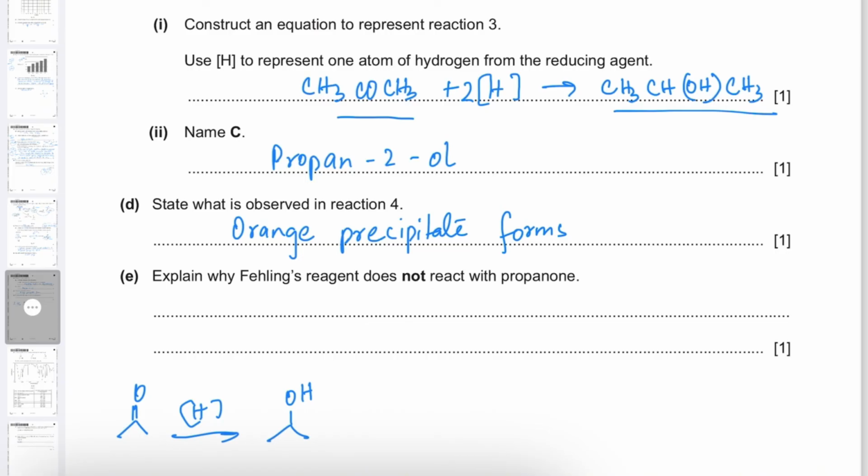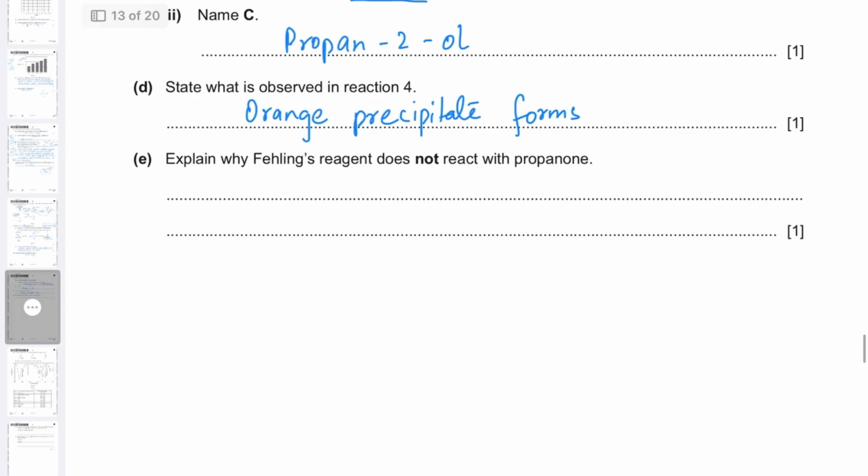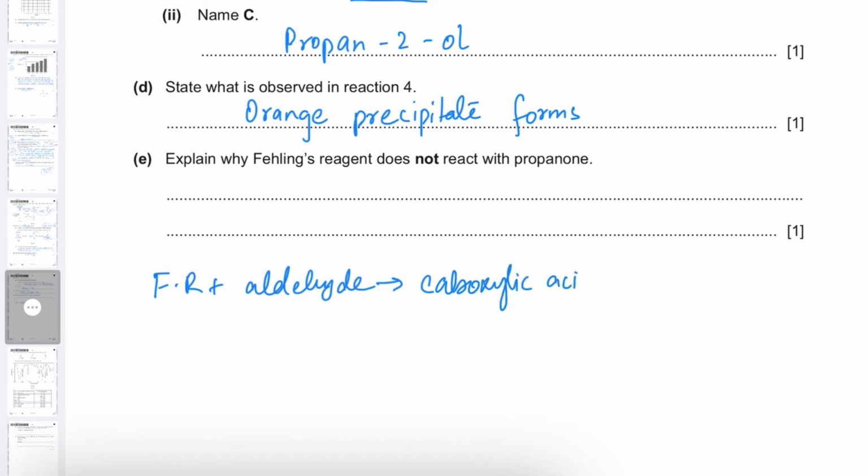E. Explain why Fehling's reagent does not react with propanone. Fehling's reagent is a weak oxidizing agent that's often used as a test for an aldehyde, where it will oxidize the aldehyde to a carboxylic acid, as well as produce cuprous oxide, which is the red precipitate that indicates the presence of an aldehyde. However, Fehling's reagent is not strong enough to oxidize propanone, so this reaction will not occur.